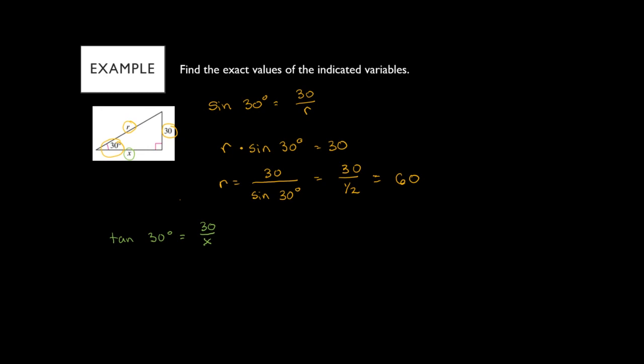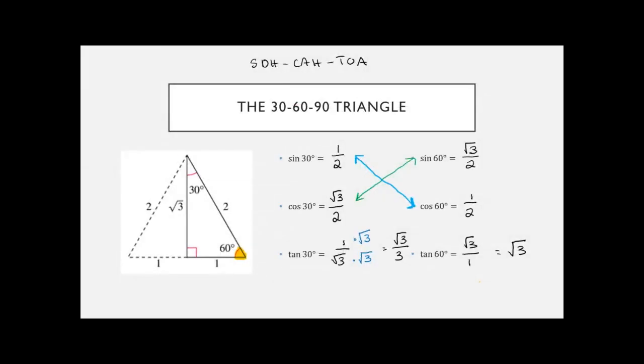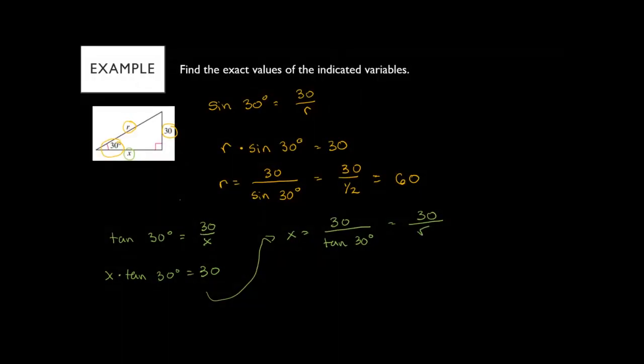So we're solving for x. I can multiply both sides by x. So that's x times the tangent of 30 degrees equals 30. And then when you divide both sides by tangent, not by x, you get 30 over tangent of 30 degrees. And then we're going to plug in what the value is for tangent of 30 degrees. So tangent of 30 degrees is square root of 3 over 3.